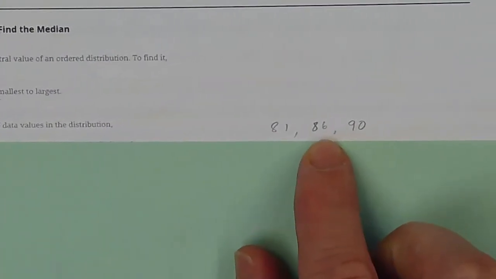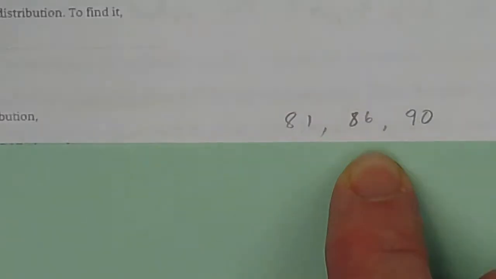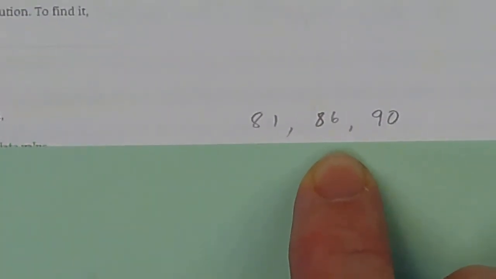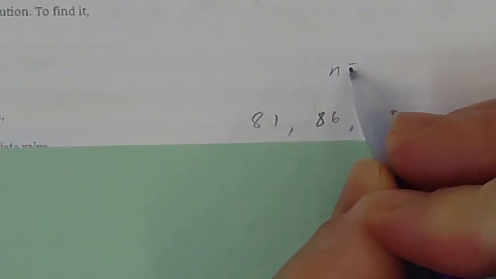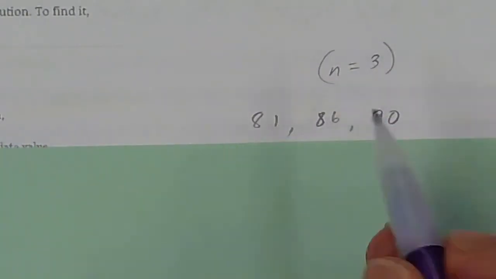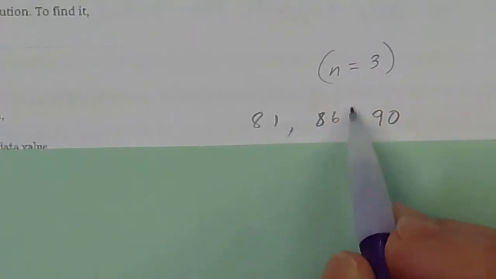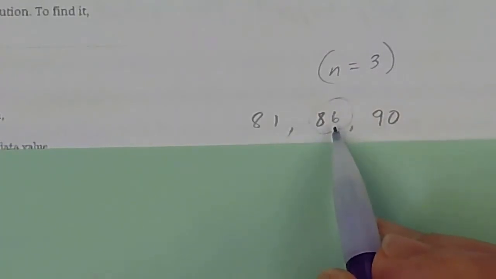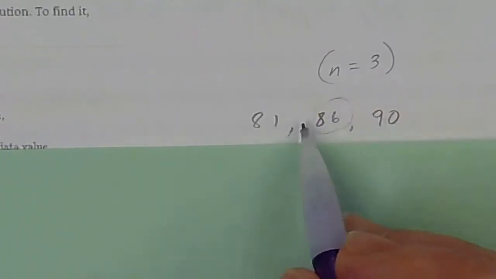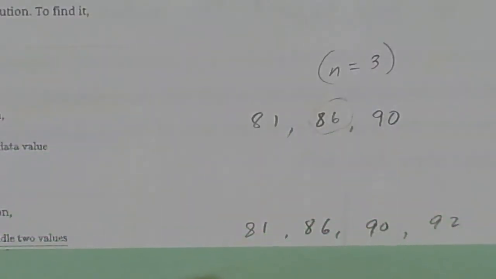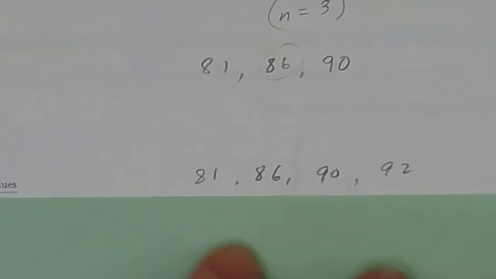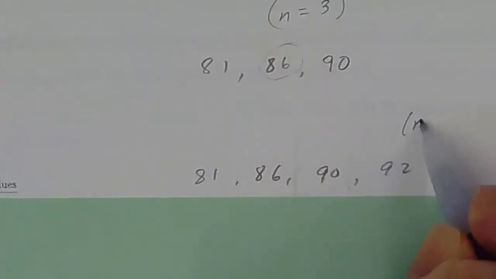So let's just say I had a real basic data set like this one, 81, 86, and 90. That's an odd data set, right? N equals 3. N is just the sample size variable, right? So this is the median. 86 is, because it splits it in half, I have 1 on each side. Make sure it's balanced. If I were to move on to an even data set like this, so I just took the same data set, I added 92 to it. So this would be a sample size of 4.